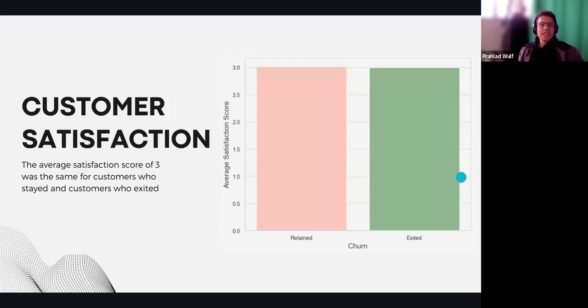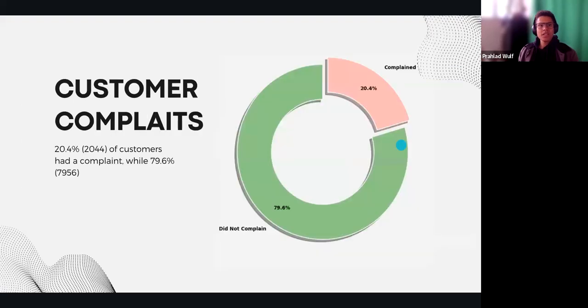Another thing is customer satisfaction. When surveyed, the satisfaction score average was 3, which was the same for customers who stayed and customers who exited. This will be important with the next metric, which is customer complaints. Now, customer complaints have a 1-to-1 ratio to the customers who churn. So if you have a complaint, you basically are leaving the bank guaranteed. And this is interesting as customer satisfaction is average, while customer complaints is 1-to-1 to exiting, which shows that there needs to be thought put into customer complaints.